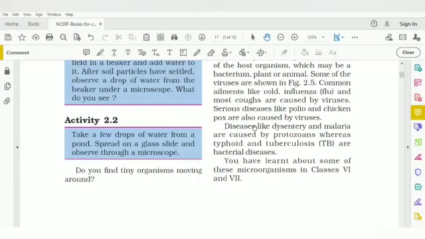Now let's talk about fungi. Fungi are plant-like organisms that do not contain chlorophyll. They may be unicellular or multicellular. Yeast is unicellular, whereas bread mold is multicellular. They have given you an example of both unicellular and multicellular in the category of fungi. They are either saprophytes or parasites.